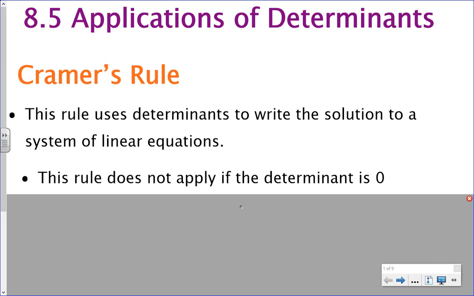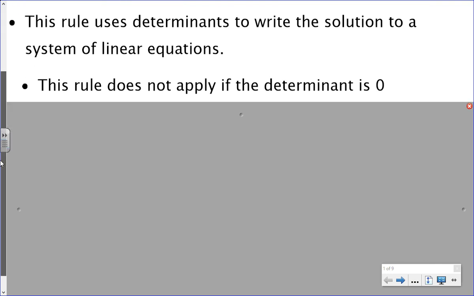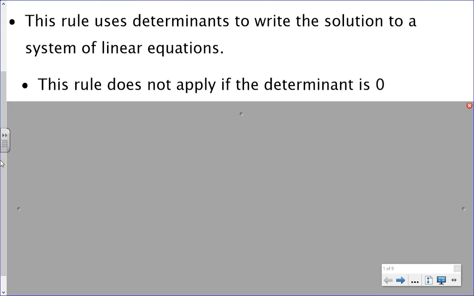So, this method is going to apply to a system no matter how many variables there are. What I'm going to do is show you how you solve for x, and then you are just going to apply these steps for y, z, w, however many variables you have.